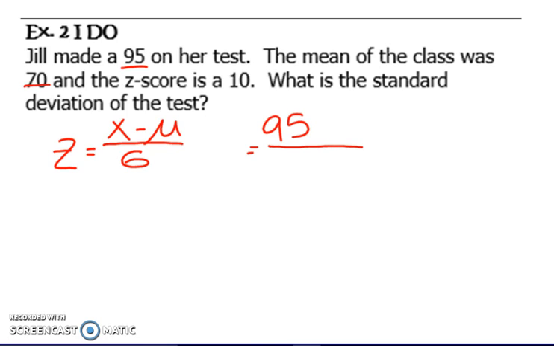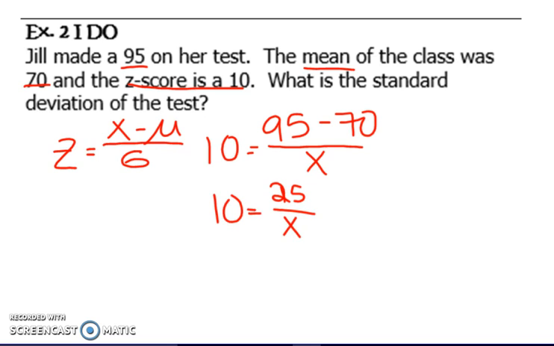The mean of the class was 70. Well, mu, or that cursive U, is my mean. And the z-score is 10. So I'm going to put 10 out there. What is the standard deviation? Since I don't know it, I'm going to call it x. Now, we need to be able to solve for that x. I'm going to subtract my top, and I get 25 over x.